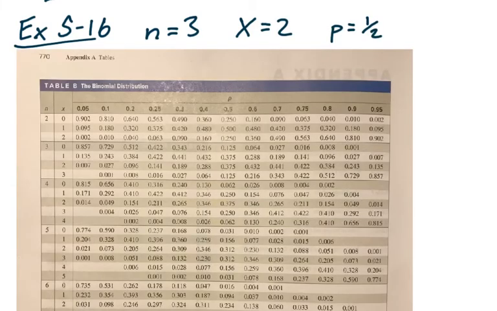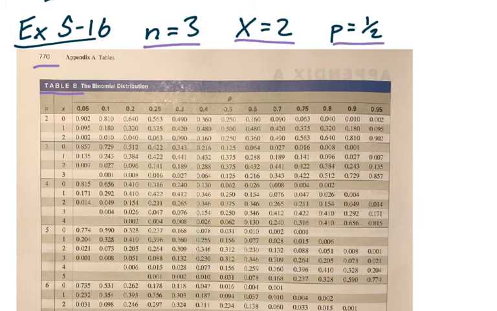And as you can see, I've broken this down as n equals 3 because we're tossing this coin 3 times. X equals 2 because we want to know the probability of getting exactly 2 heads. And P equals 1/2 because in this binomial experiment, we know that the theoretical probability of getting heads versus tails is 50-50. So it's 1/2 as a fraction value. And we pulled up Appendix A, the tables. This is Table B, page 770.